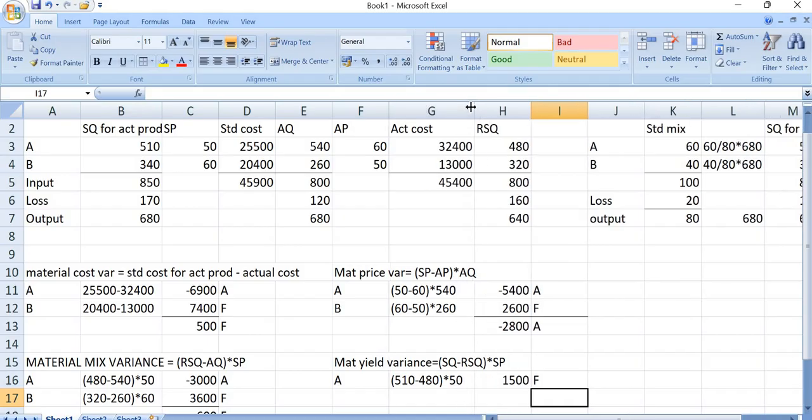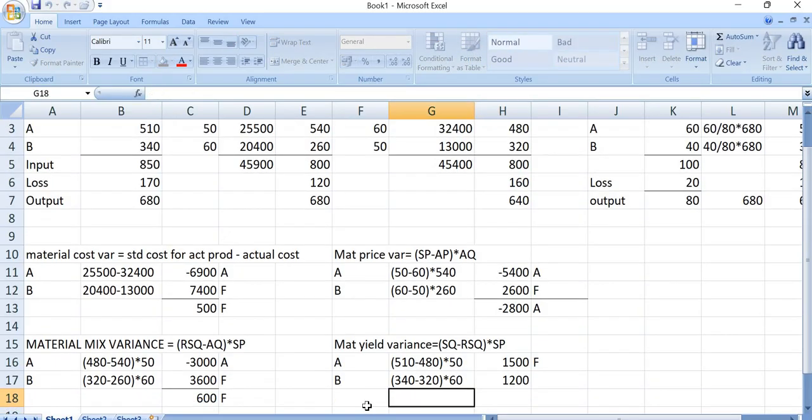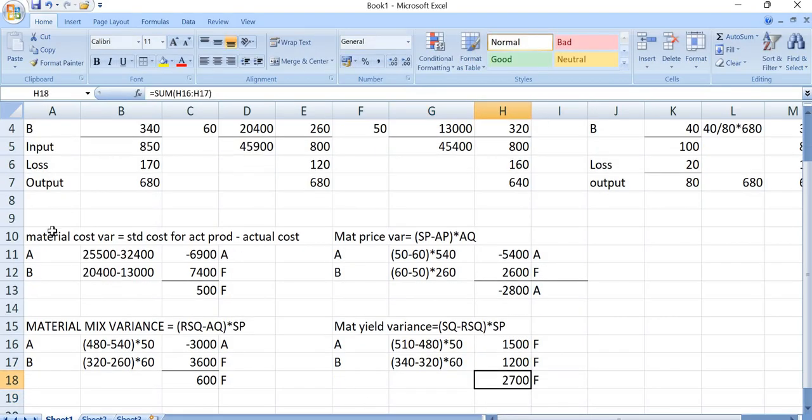For variance we have two formulas. We can calculate based on input and we can calculate based on output also. So here I am calculating based on input. That is standard quantity minus revised standard quantity into standard price. So for B, my standard quantity is 340 and my revised standard quantity is 320, into 60 rupees, my standard price. So 1200 again favorable. So total will be 2700 favorable.